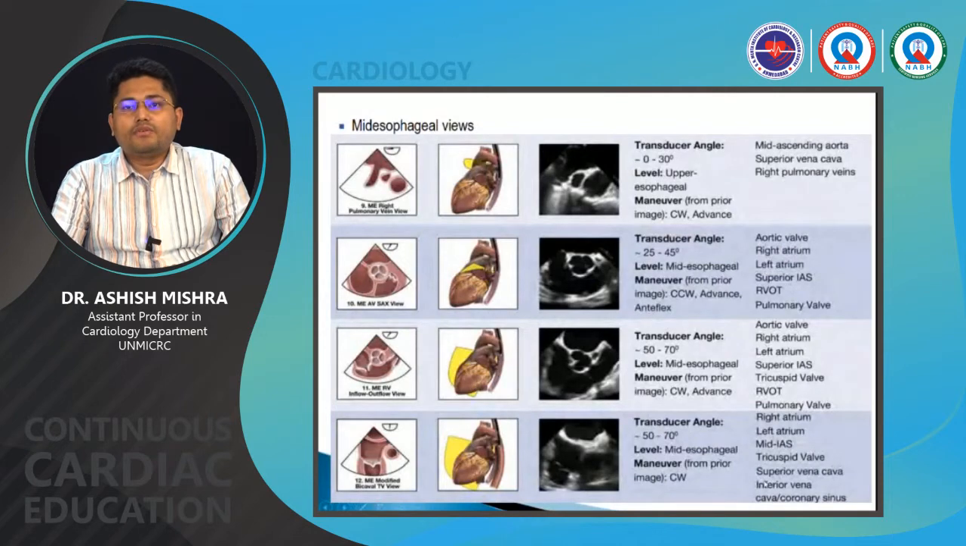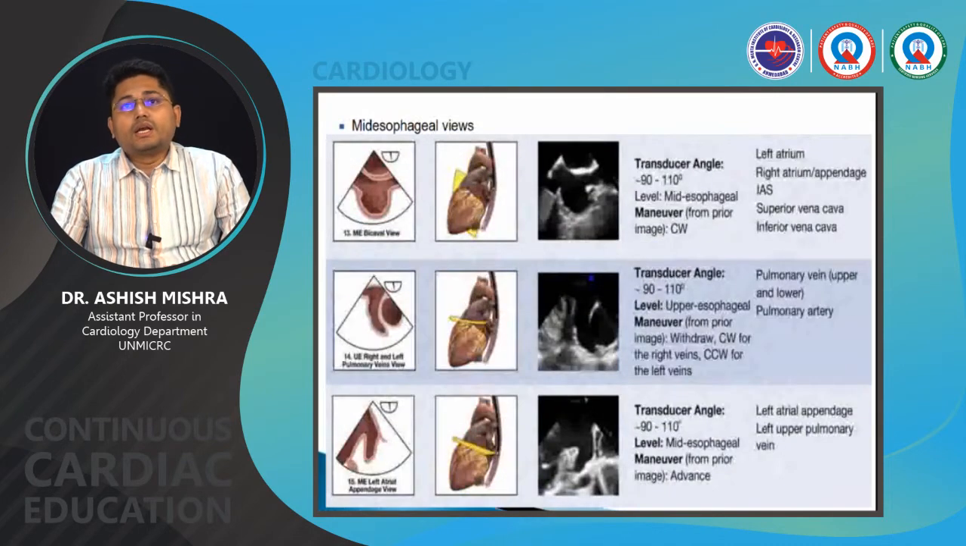Then we have the mid-esophageal modified bicaval view, where we can see the orientation of the superior vena cava and inferior vena cava along with the interatrial septum. Going further, we have the mid-esophageal bicaval view. This is again very important when delineating the superior vena cava and inferior vena cava, and also when we are assessing for ASD device closure.